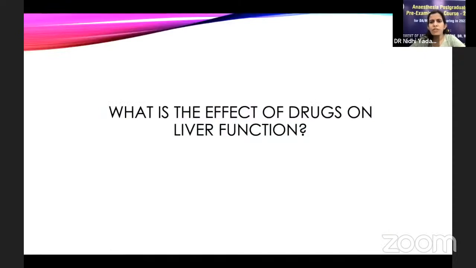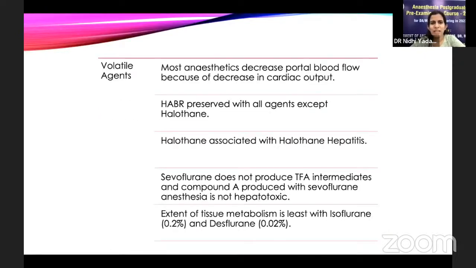What is the effect of drugs on liver function? The volatile anesthetic agents: most anesthetic agents decrease the portal blood flow because of decrease in the cardiac output. Hepatic artery buffer response is preserved with all agents except halothane. Halothane is associated with halothane hepatitis. So the anesthetic agent that needs to be avoided in a patient with obstructive jaundice is halothane.